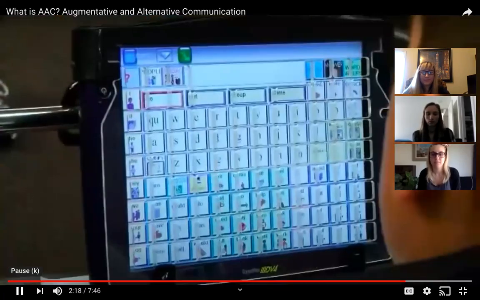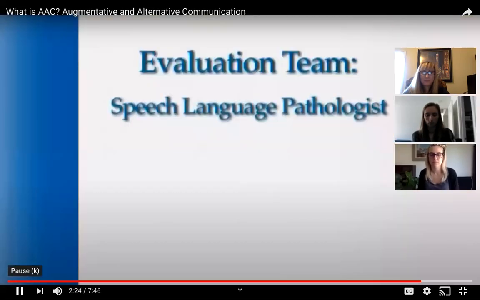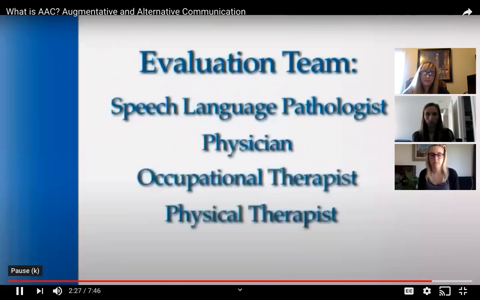In addition to the AAC user and his or her family and caregivers, this team often includes a speech language pathologist, a physician, an occupational therapist, or physical therapist. And in the school setting, it wouldn't be a physician, it would just be the IEP team.